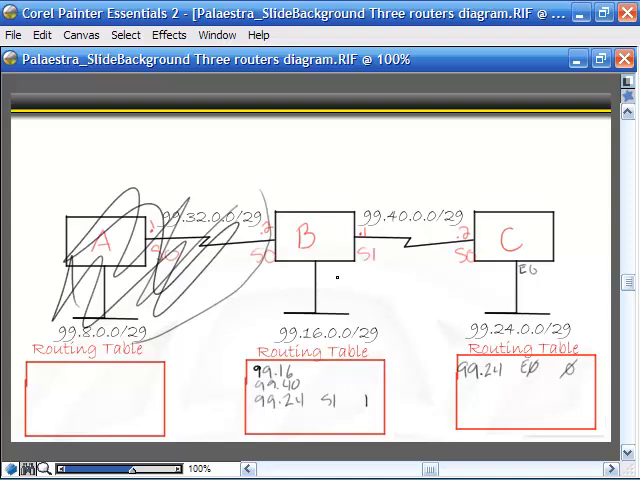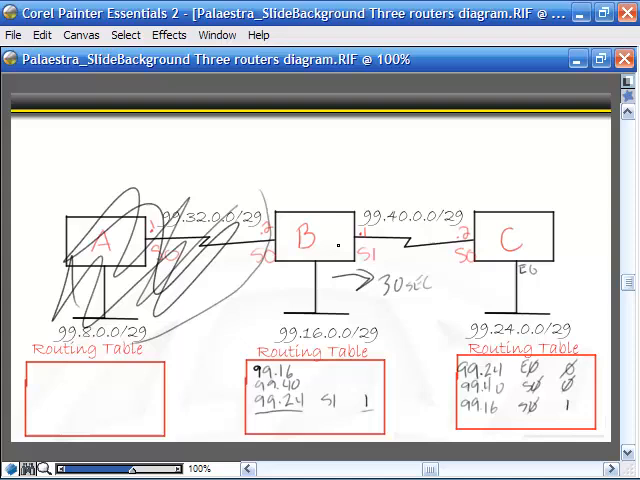So what happens is router B just keeps bombarding router C every 30 seconds with his routing table. Router C looks at it and goes, okay, I know where 99.40 is because that's on my serial 0 interface and I'm directly connected to it. I don't know where 99.16 is, so I'm going to put that in my routing table. I'm going to have to get out of serial 0 to get there, and it's going to be 1 hop away. And I see that you've got 99.24 in there with a cost of 1. I have a cost of 0. I'm directly connected to that. So I'm going to ignore that information.